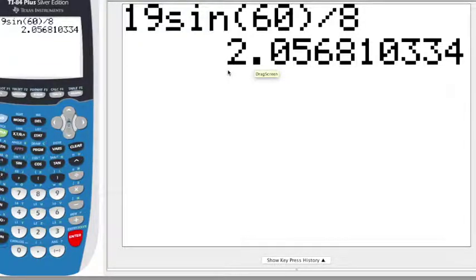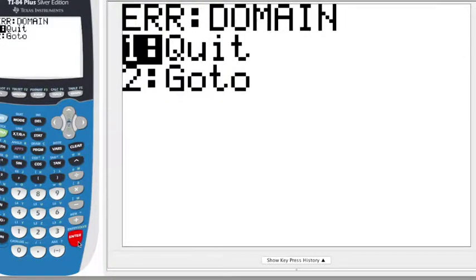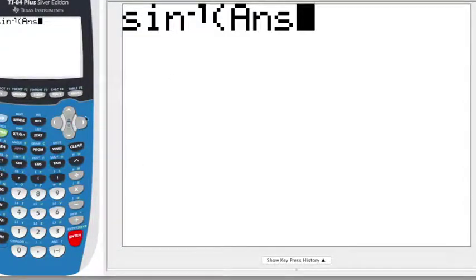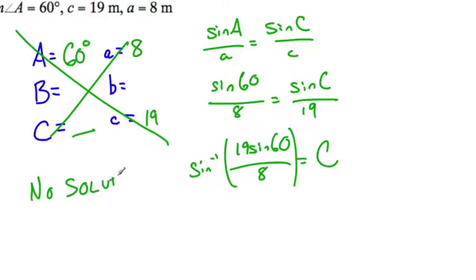Because if you think about a unit circle, the radius is 1. So the largest the sine value can ever be is 1. And in fact, if I take the inverse sine of this, I'm going to get an error, and again, the reason is this is undefined. So this gives us an error, so that means that there is no triangle, so there is no solution. This is the case where the ambiguous case gives us 0 triangles that will work.